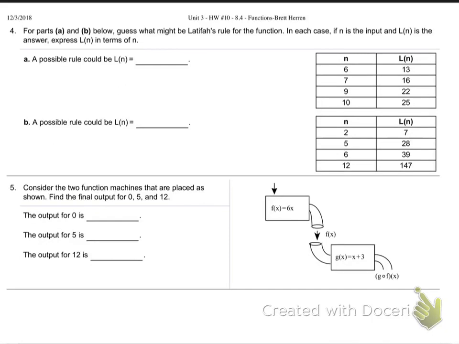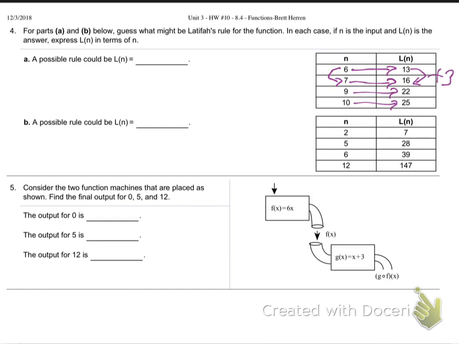Okay, so here we go. They want me to do a rule. This is kind of tricky. So how does 6 become 13? How does 7 become 16? 9 become 22? And 10 become 25? What's the rule there? What's going on? Well, the trick is you can tell when 6 went to 7, 13 went to 16. It went up by 3, didn't it?